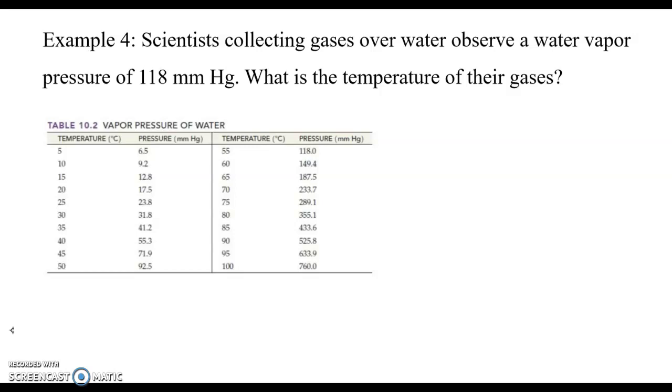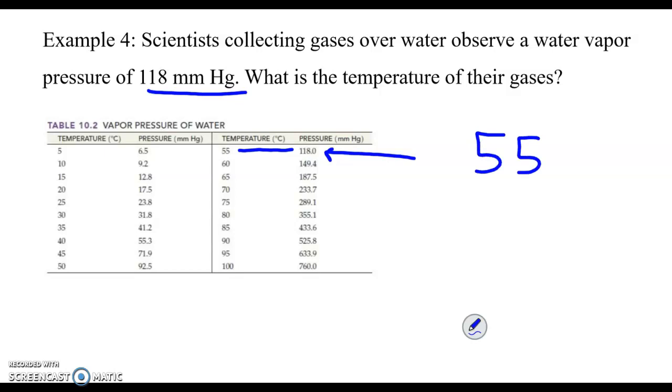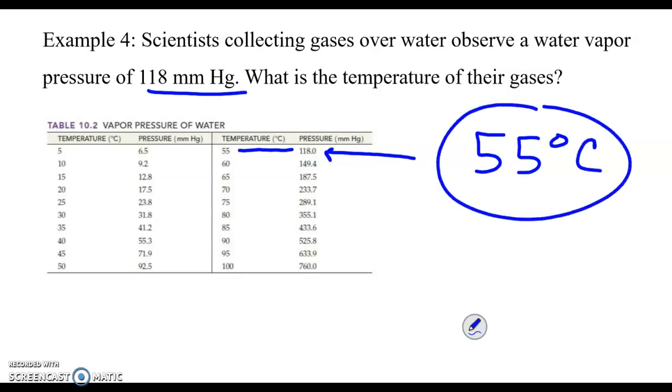So in this case, we are going to go back to our vapor pressure table, and we're going to find 118 millimeters of mercury on that table. And then now we're going to go in the other direction and find out the temperature that matches that point on the table. And in this case, we don't have to do any calculations. We just have to read off of the table that it is 55 degrees Celsius. Their gases are at 55 degrees Celsius, which is quite a warm temperature.